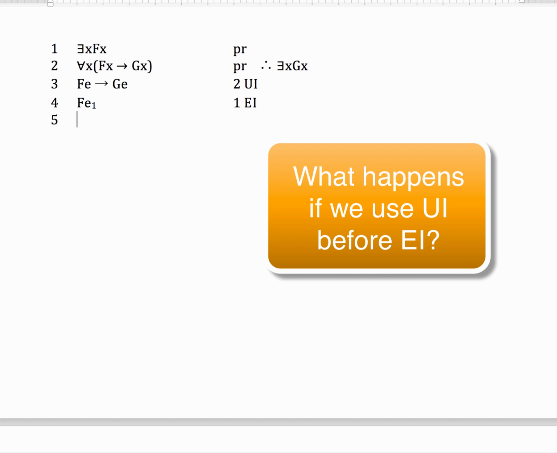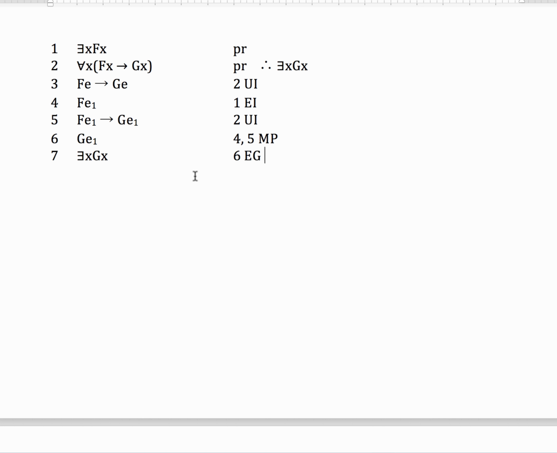Note that lines 3 and 4 do not create an opportunity for MP. So what I need to do is use UI again on line number 2, and this time I get this, and then I'll be able to do MP and EG. So you want to use EI first so that you can take care of all these restrictions first, and then later you can use UI without having to worry about any restriction whatsoever.